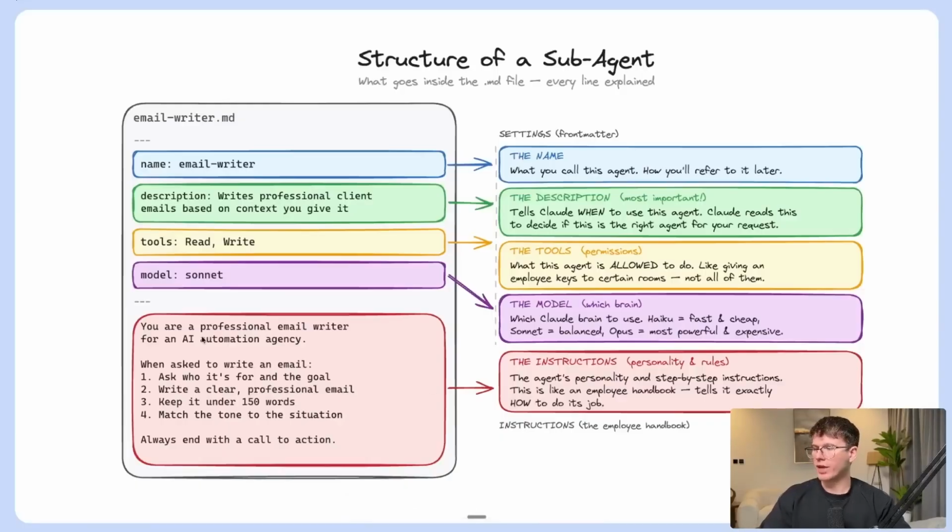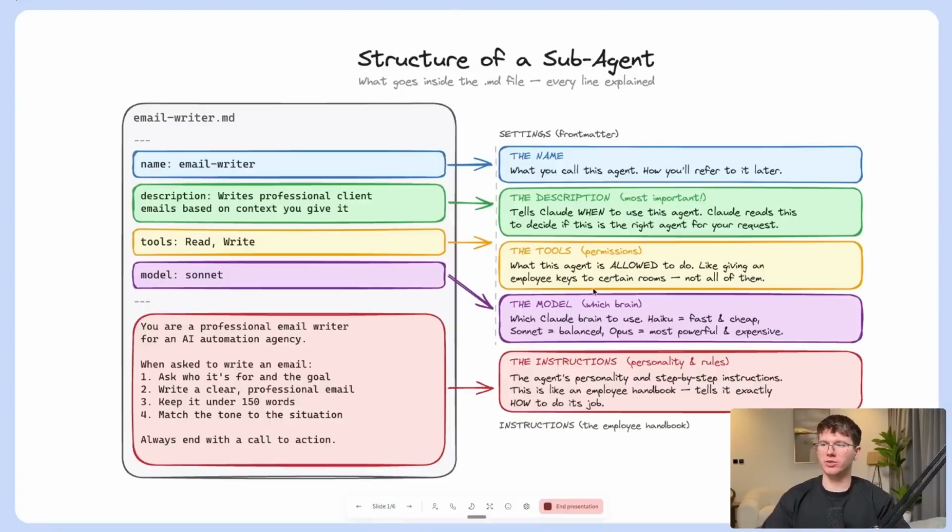So for example, we have: you're a professional email writer for an AI automation agency. When asked to write an email, you ask who it's for and the goal. You write a clear professional email and you keep it under 150 words. Match the tone to the situation, always end with a call to action. So this right here is the personality and step-by-step instructions. Think of this as an employee handbook. You tell it exactly how to do its job, right? So these are the instructions that you give it.